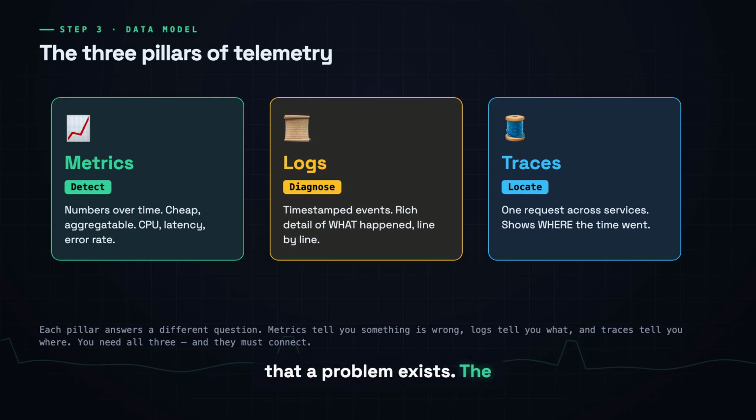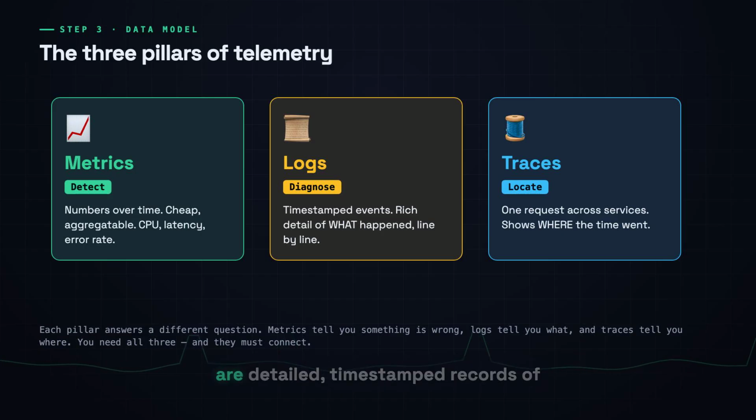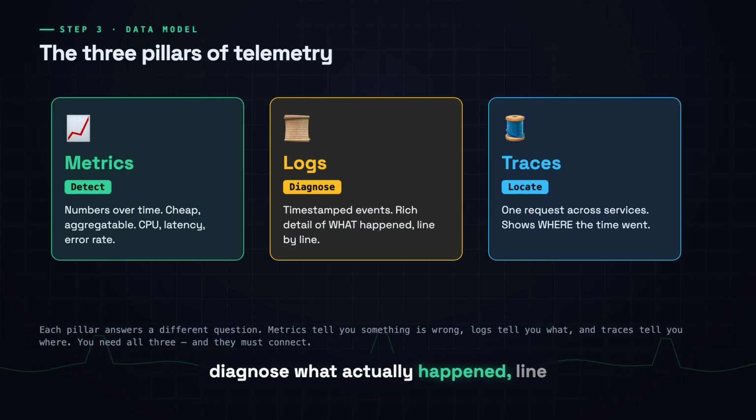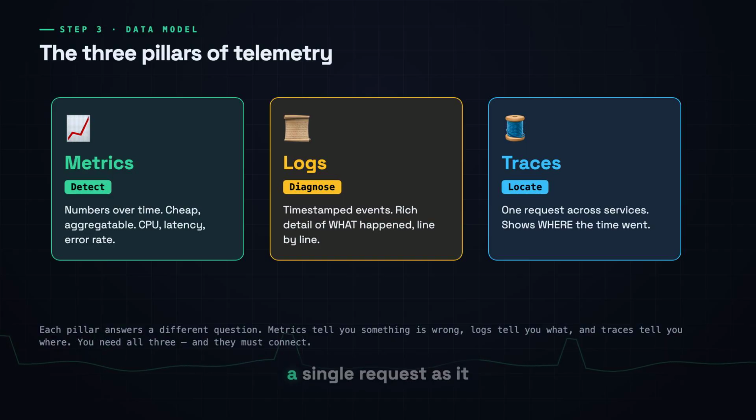The second pillar is logs. These are detailed, timestamped records of discrete events. They're how you diagnose what actually happened line by line. The third pillar is traces. A trace follows a single request as it hops across all your services, so it shows you where the time went and which service is the bottleneck. Metrics detect, logs diagnose, traces locate.